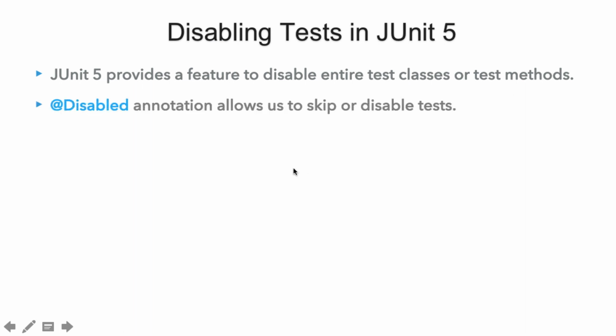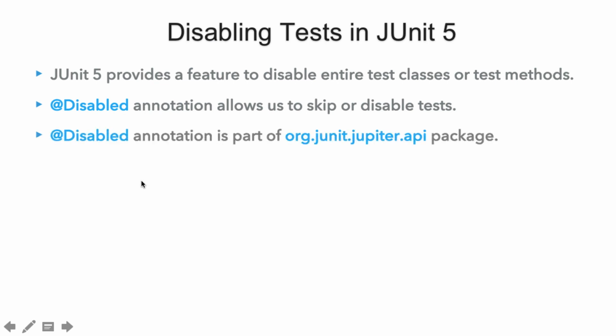So in JUnit 5, there is an annotation by the name @Disabled. What this annotation does is it allows us to skip an entire test class or individual test methods. So friends, most of the time we want to skip a test based on some condition. In order to skip the test case, we use the @Disabled annotation. Now this annotation is part of the org.junit.jupiter.api package.